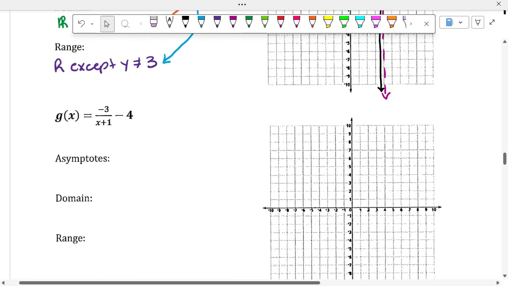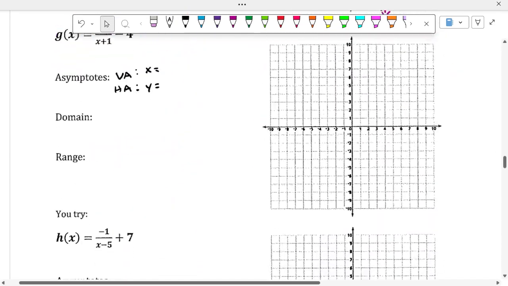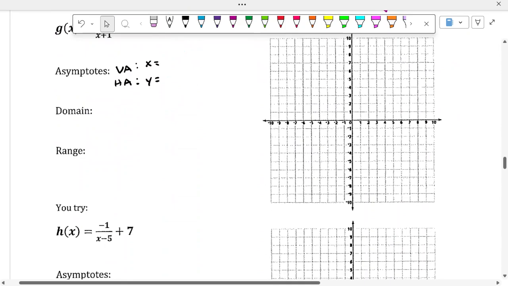So walk me through it. Let's get asymptotes. So we need our vertical asymptote and horizontal asymptote. So that'll be x equals and y equals. How do I get my vertical asymptote? Anyone? How do I get my vertical? We literally just did it. How do I get my vertical? Someone who has not talked yet today. How do I get my vertical?